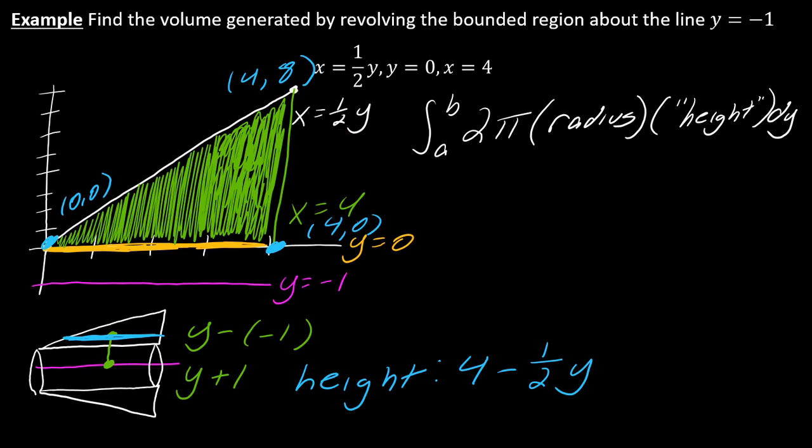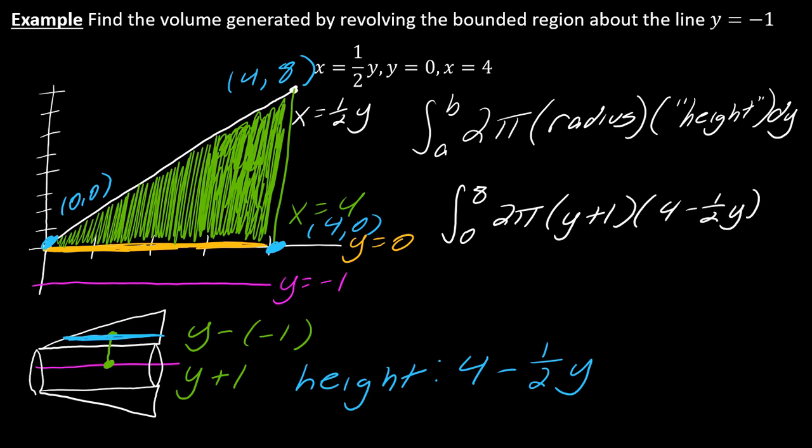So the last part of this is I need to figure out what I integrate with respect to. In this case, since I'm integrating with respect to y, I'm looking for the highest and lowest y coordinates. So 0 is the lowest y coordinate, 8 is the highest y coordinate. So I'm going to integrate from 0 to 8, 2 pi. My radius we just said was y plus 1, and my height was this 4 minus 1/2 y, dy. So now I've got all the pieces of this here.